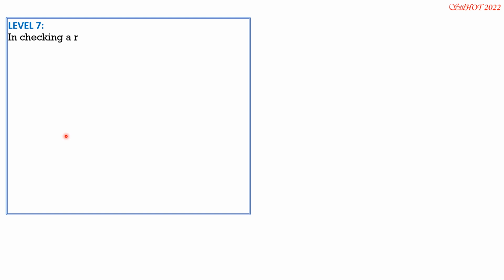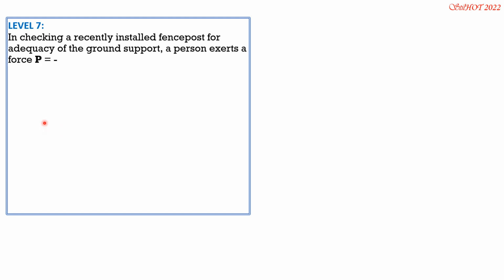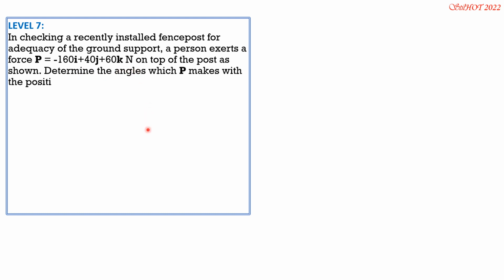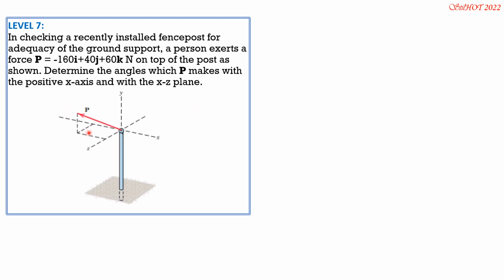Level 7. In checking a recently installed fence post for adequacy of the ground support, a person exerts a force P = -160i + 40j + 60k newtons on top of the post as shown. Determine the angles which P makes with the positive x-axis, that's theta x, and with the xz plane. So here is the given figure.